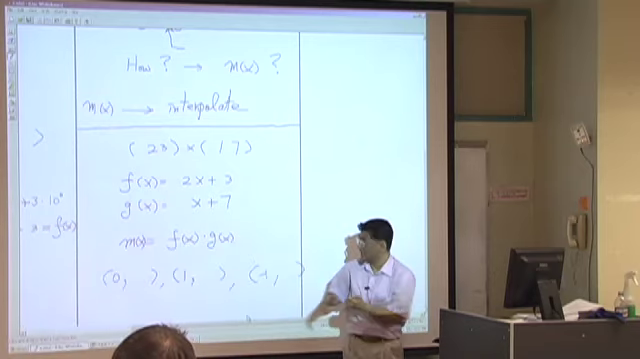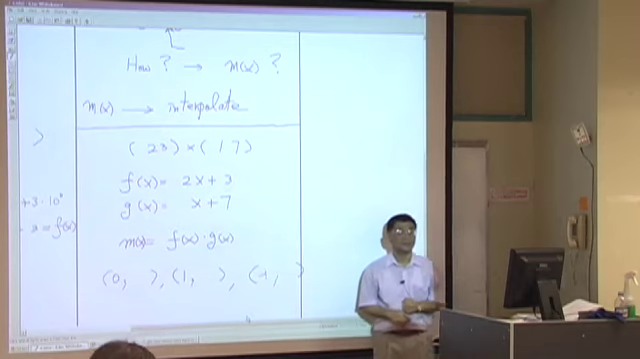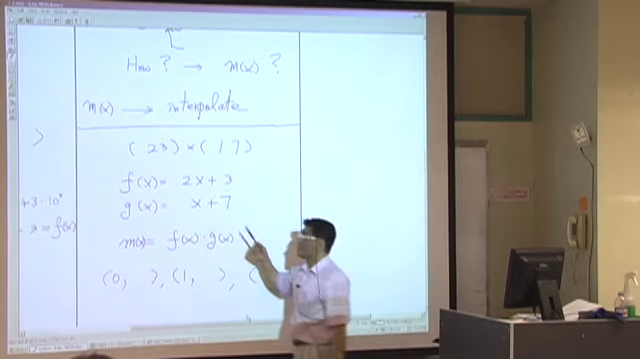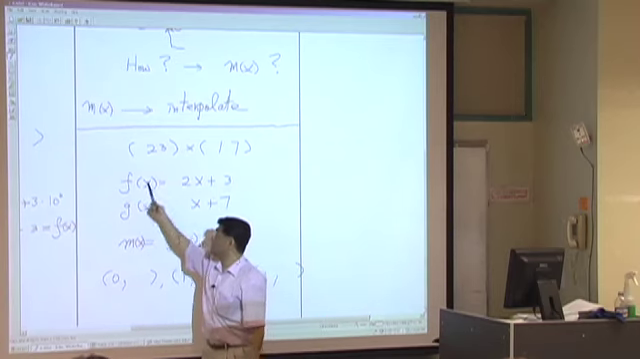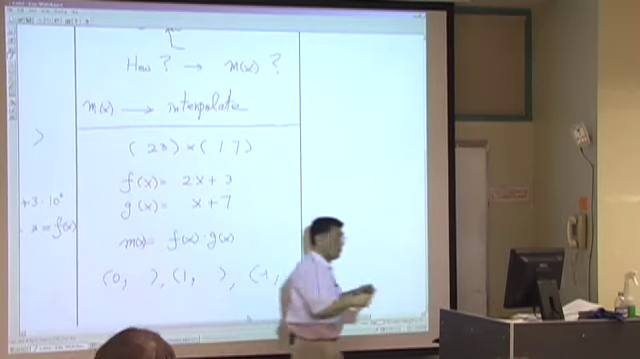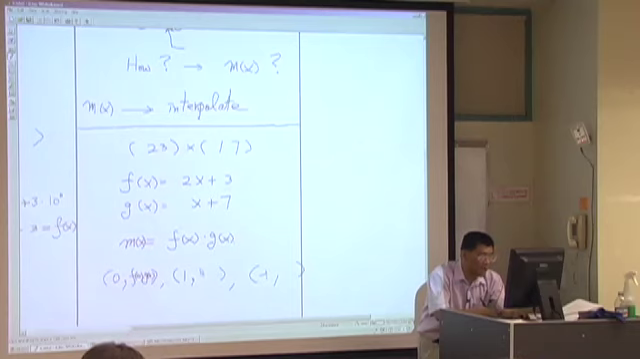So I want to interpolate the m function at these 3 points, right? What is the result of m at 0? f of 0 multiplied by g of 0, right? Similarly, at 1, f of 1 times g of 1, by definition. And at negative 1, f of negative 1 times g of negative 1. Then the numbers are found.